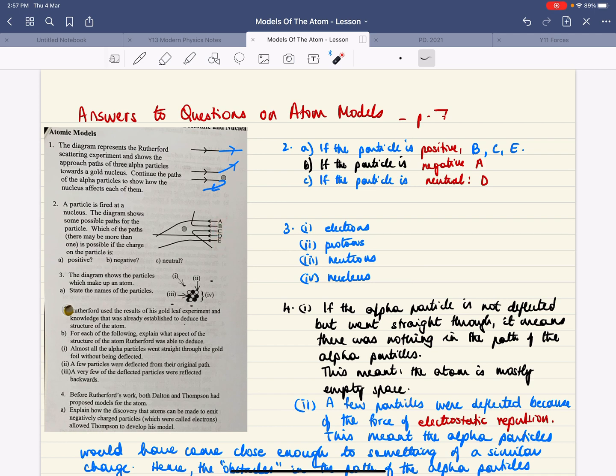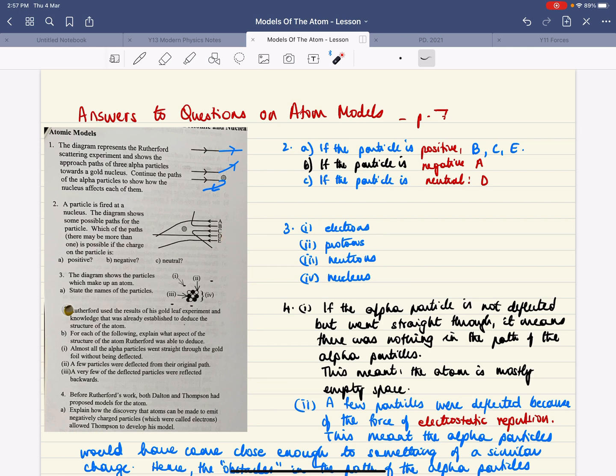If the particles were negative, if the charge on the particle is negative, then it's going to get attracted, so that'll be A, so it's going to kind of go behind the nucleus. And if it's neutral, nothing's going to happen, so the answer is D.